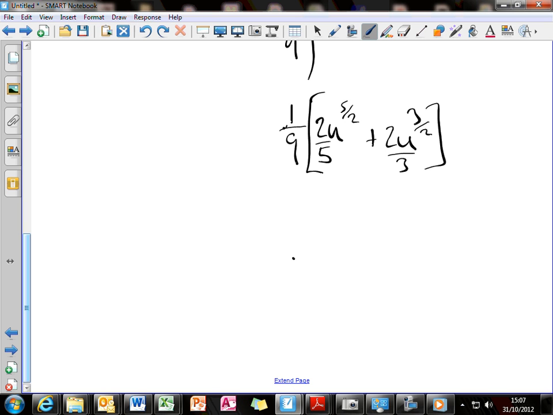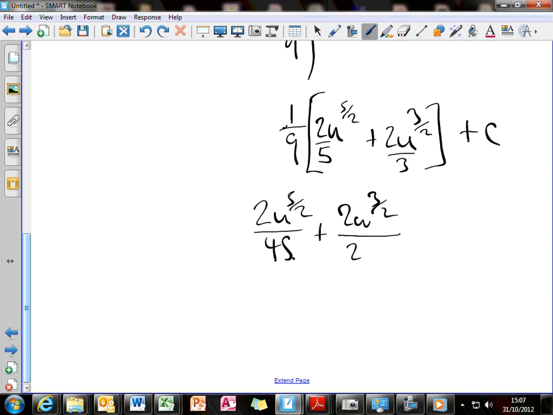So let's just try and keep going with this, trying to keep it quite tidy. So this is going to be 2u to the 5 over 2 over 45. There should obviously be a plus c here, and plus 2u to the 3 over 2 over 27.